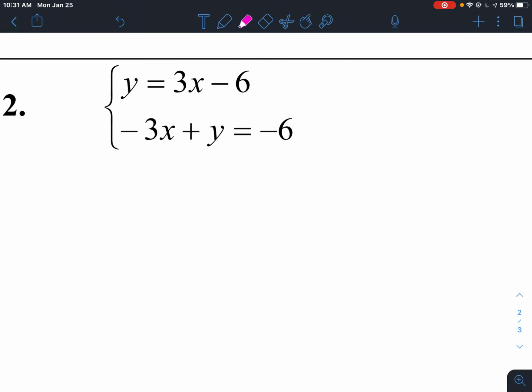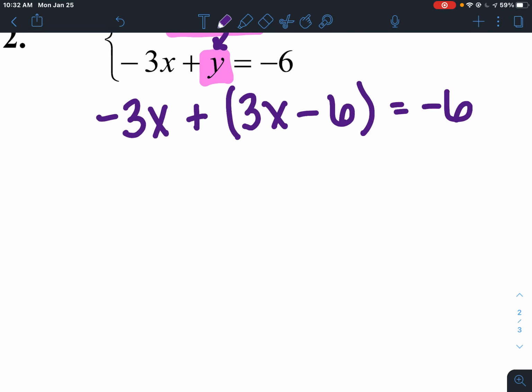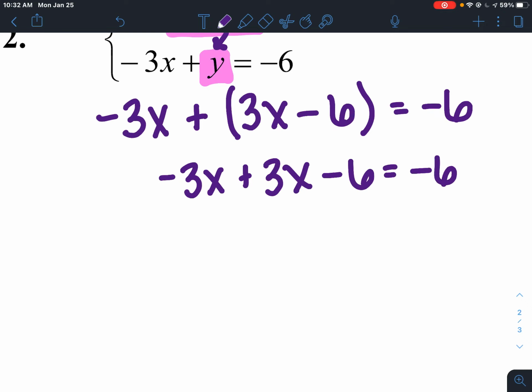So we've got y isolated: y equals 3x minus 6. And the next equation, negative 3x plus y, so I'm plugging it in for y, equals negative 6. So let's plug it in. Negative 3x plus y, and y is 3x minus 6, equals negative 6. There's nothing to distribute, so let's get rid of our parentheses. Negative 3x plus 3x minus 6 equals negative 6. Negative 3x plus 3x cancel out. They go away. So we're left with negative 6 equals negative 6.